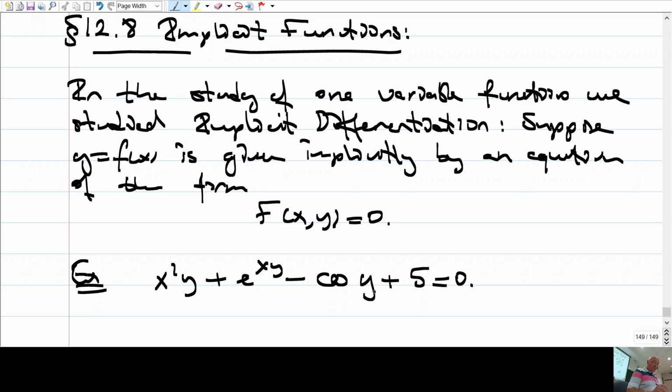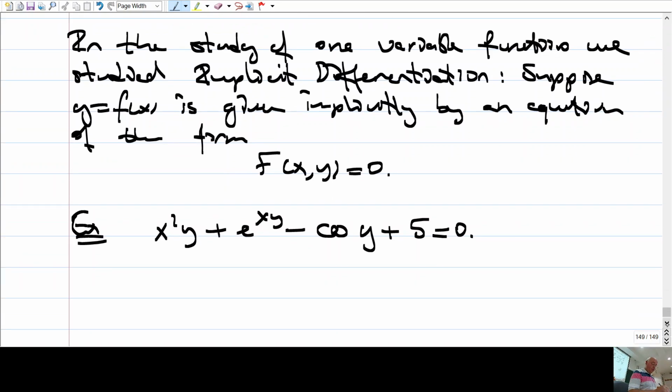Here, y can be solved in terms of x, but finding an explicit formula for y may not be possible, okay? For example, in this case, I don't know what is y equals f of x, okay? Since these are analytic functions, we may try to write down expressions for y, but even in that case, it will not be that easy. However, theory tells us the following.